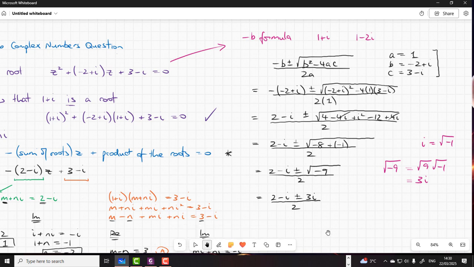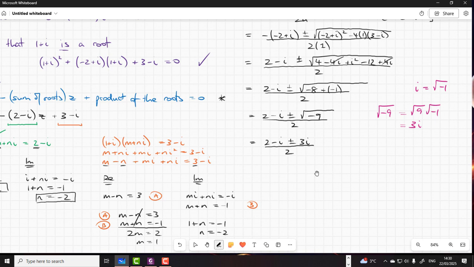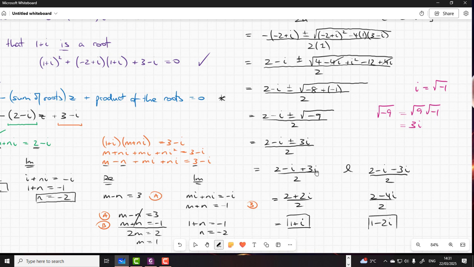And at this stage we have to split it up into two parts. So the first part is 2 minus i plus 3i over 2. And the second part is going to be 2 minus i minus 3i over 2. So 2 minus i plus 3i is 2 plus 2i over 2, which is 1 plus i. That was the root that was given to us initially in the equation. And then the second one is 2 minus 4i over 2, which is 1 minus 2i, which was the second root that we discovered using our previous method.